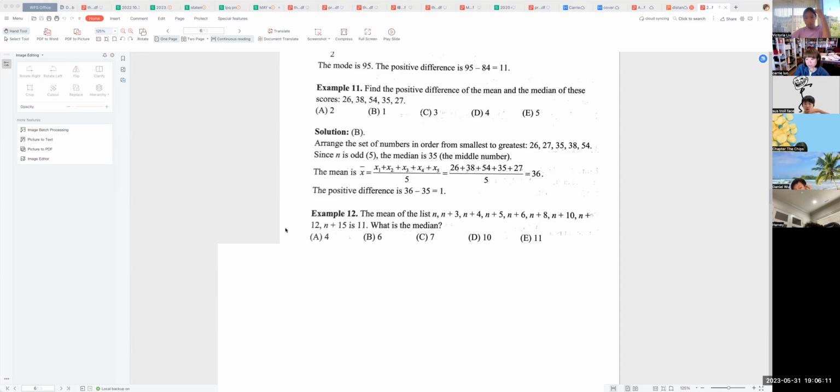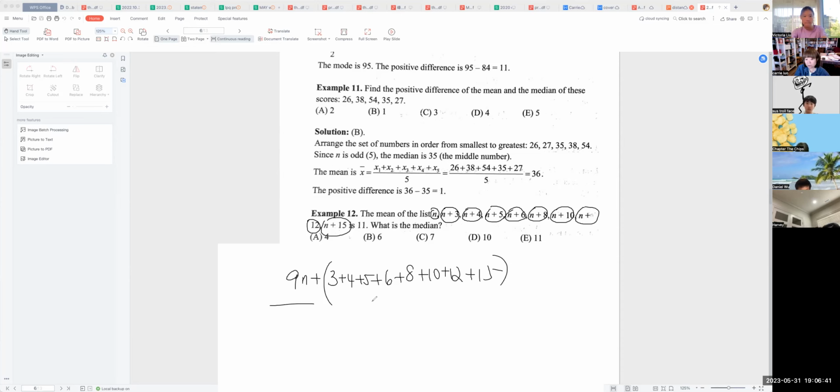So I have received Oliver's. Okay, let's see if Oliver's is right. So how many numbers are there? 1, 2, 3, 4, 5, 6, 7, 8, 9. So there are altogether 9 numbers here. So adding together should be 9n plus 3 plus 4 plus 5 plus 6 plus 8 plus 10 plus 12 plus 15, divided by 9 equals 11.